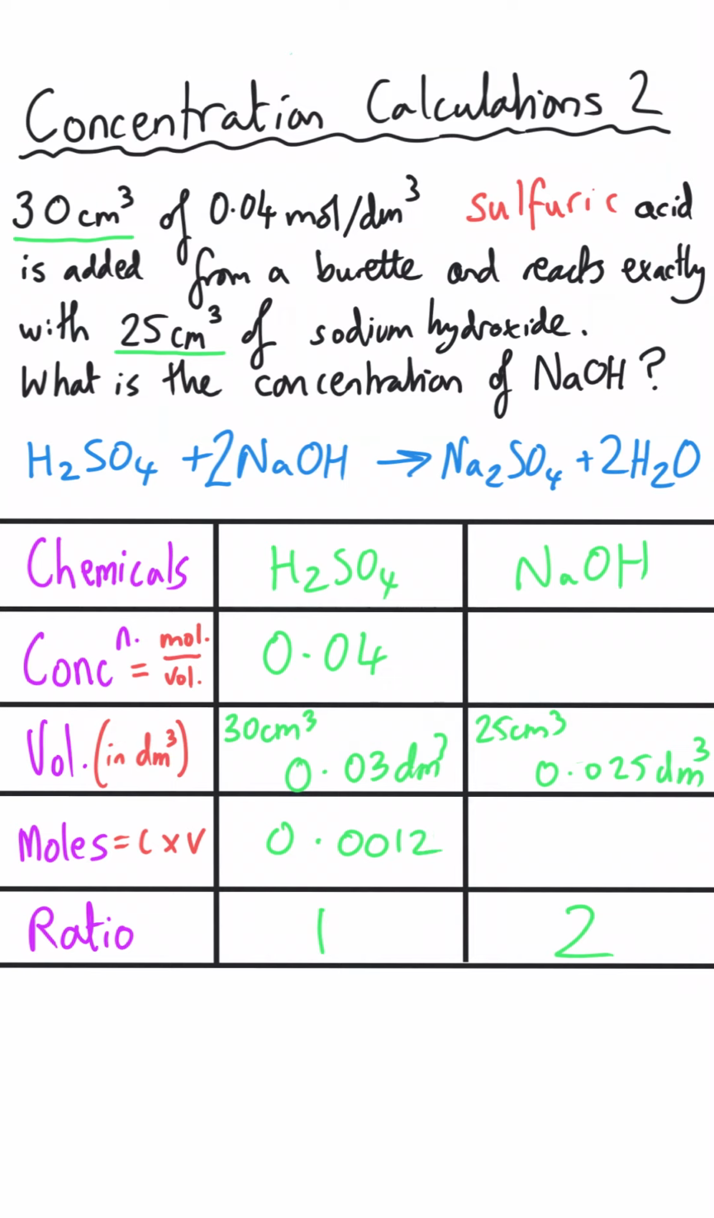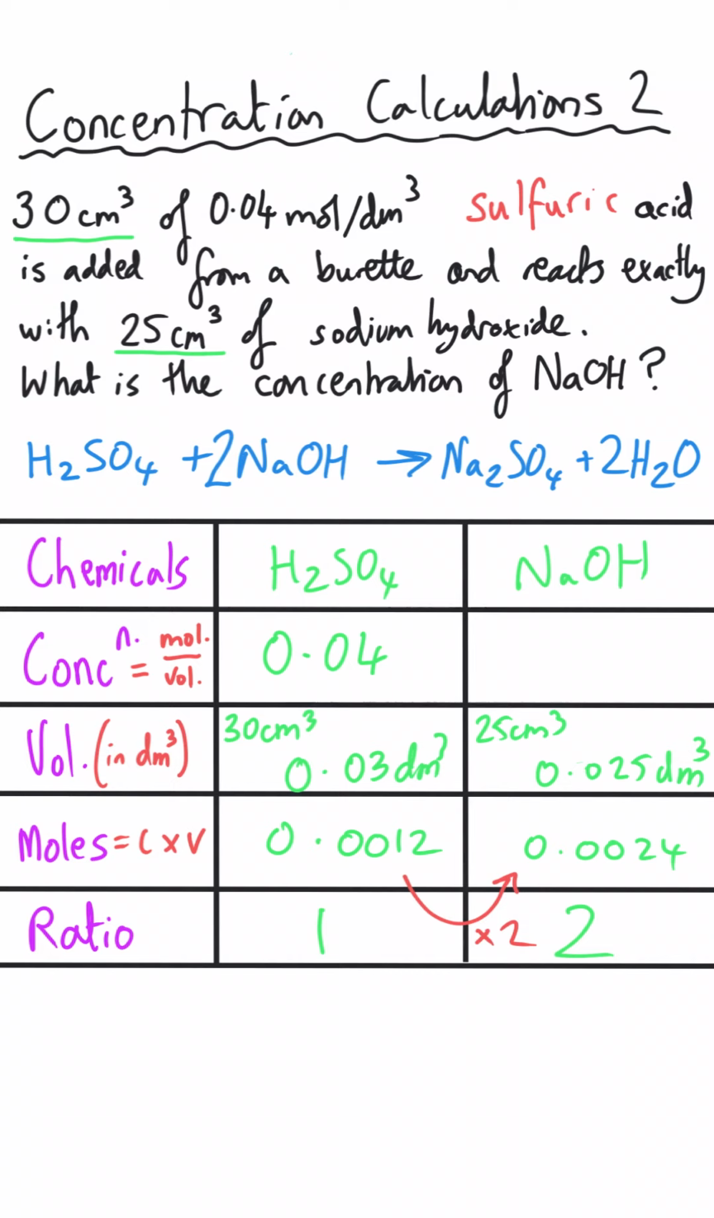And then when we take a look at the ratio, 1 mole of sulfuric acid reacts with 2 moles of sodium hydroxide. So what that means is, however many moles of sulfuric acid we've got, we require twice as many moles of sodium hydroxide. So in other words, we need to double the number of moles of sulfuric acid that we've got, and that is the moles of sodium hydroxide. So that means that we've got 0.0024 moles of sodium hydroxide.